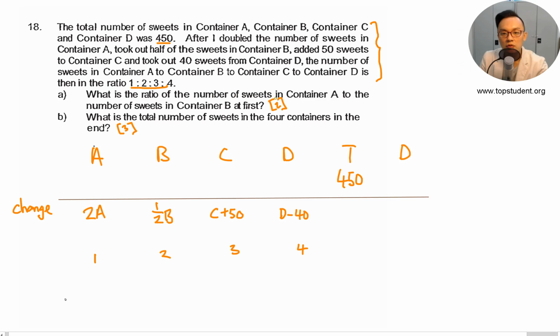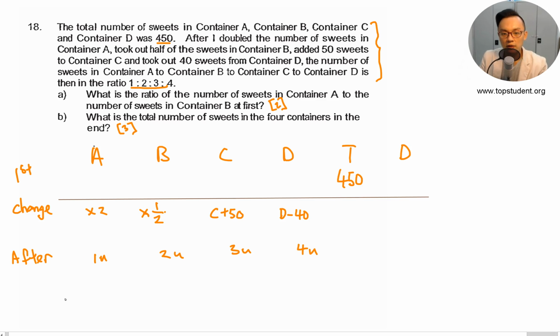What is the ratio of the number of sweets in container A to the number of sweets in container B at first? So I write here, this is after, and this is at first. At first I had some number over here, so I change, I times 2. Actually, instead of writing 2A, a better thing would be writing times 2. And this is times half, all right? So my change is I multiplied by half, and then I had 1U, 2U, 3U, and 4U.